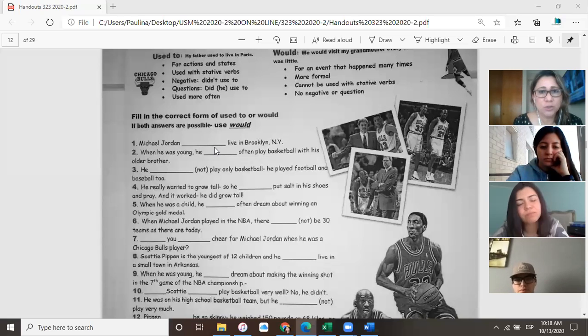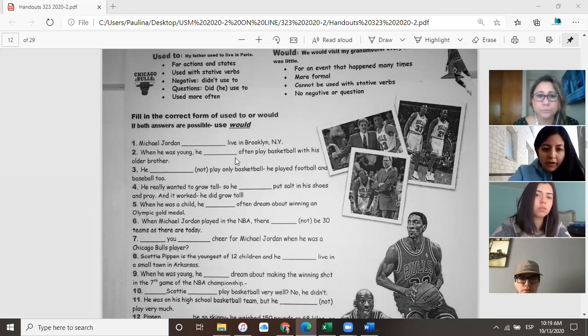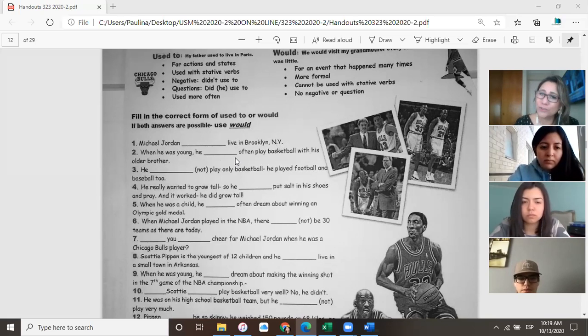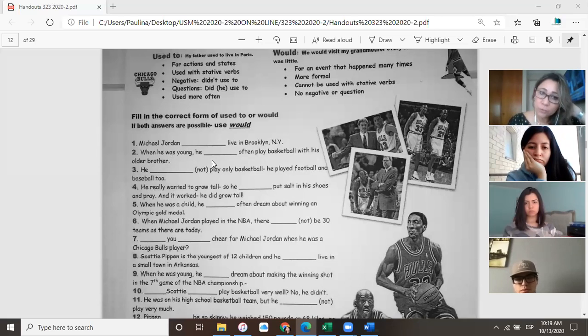So here it says, Michael Jordan used to live in Brooklyn, in New York. When he was young, he often played basketball with his older brother. What can you use here? He used to often play or he would often play? He would. Yes, because if you say used to, it's repetitive. Porque ya used to significa que fue una actividad repetitiva en el pasado. Entonces, si digo used to y más encima digo often, es redundante. So we use, when he was young, he would often play basketball with his older brother.